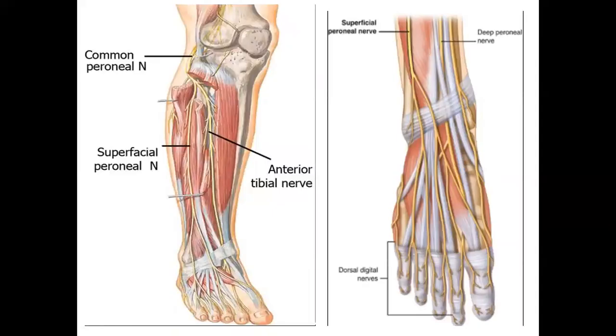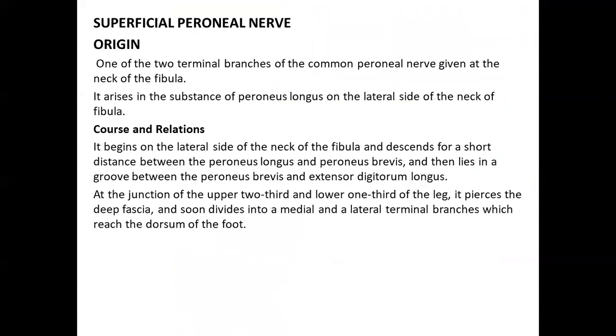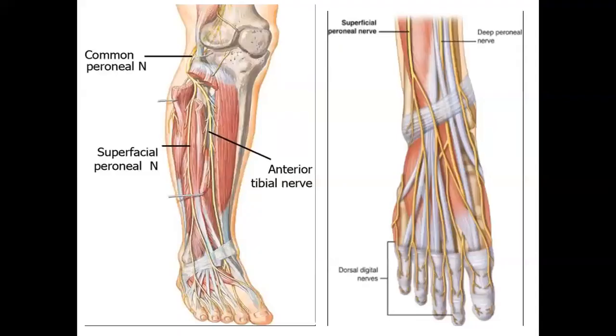Now, coming to the nerve, that is the superficial peroneal nerve. The superficial peroneal nerve is the main nerve that supplies the muscles of the lateral compartment. We have seen that this is one of the terminal branches of the common peroneal nerve. This is given off at the level of the neck of the fibula in the substance of the peroneus longus muscle. It then descends downwards between the peroneus longus and the peroneus brevis muscle. Then the important thing is that at the junction of the upper 2/3 and lower 1/3, it pierces the deep fascia, and then it divides into medial and lateral branches.